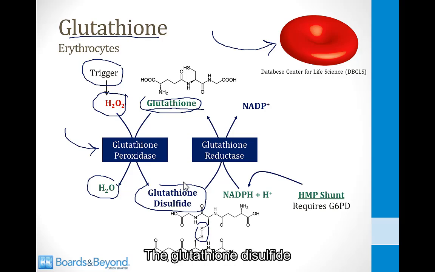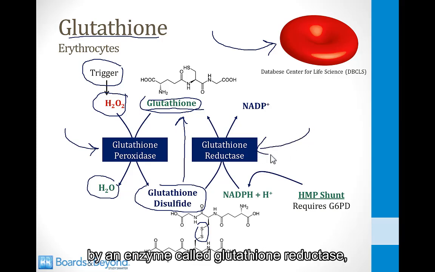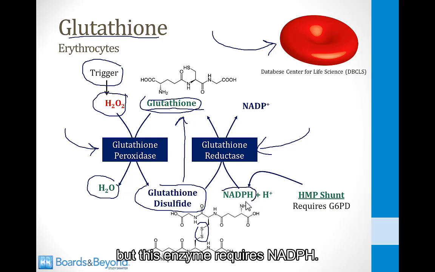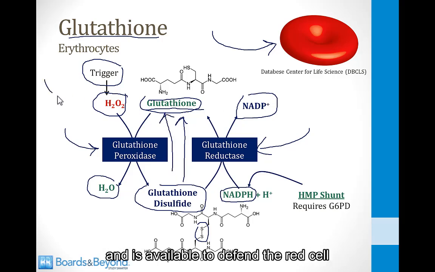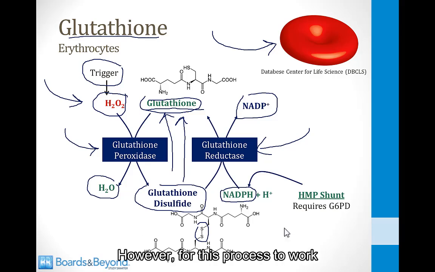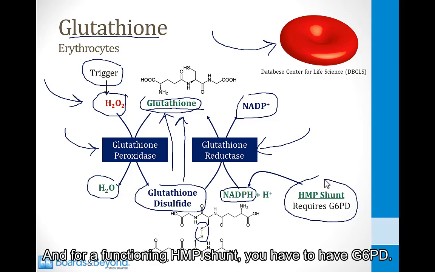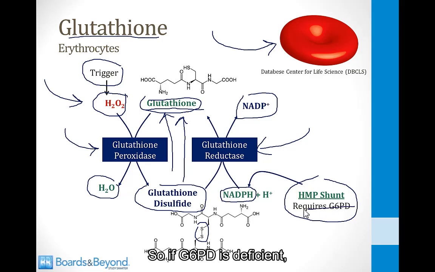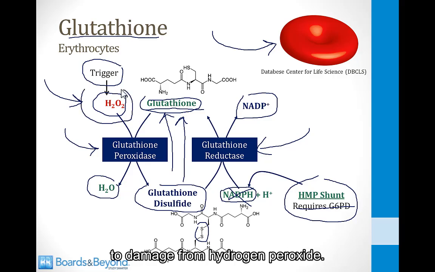The glutathione disulfide can then be regenerated back into glutathione by an enzyme called glutathione reductase, but this enzyme requires NADPH. It converts NADPH into NAD+. If this process occurs as it should, then glutathione is constantly regenerated and is available to defend the red cell against damage from hydrogen peroxide. However, for this process to work, you have to have a functioning HMP shunt, and for a functioning HMP shunt, you have to have G6PD. So if G6PD is deficient, then there will not be NADPH present, and glutathione cannot be regenerated, and thus the red cell will be vulnerable to damage from hydrogen peroxide.